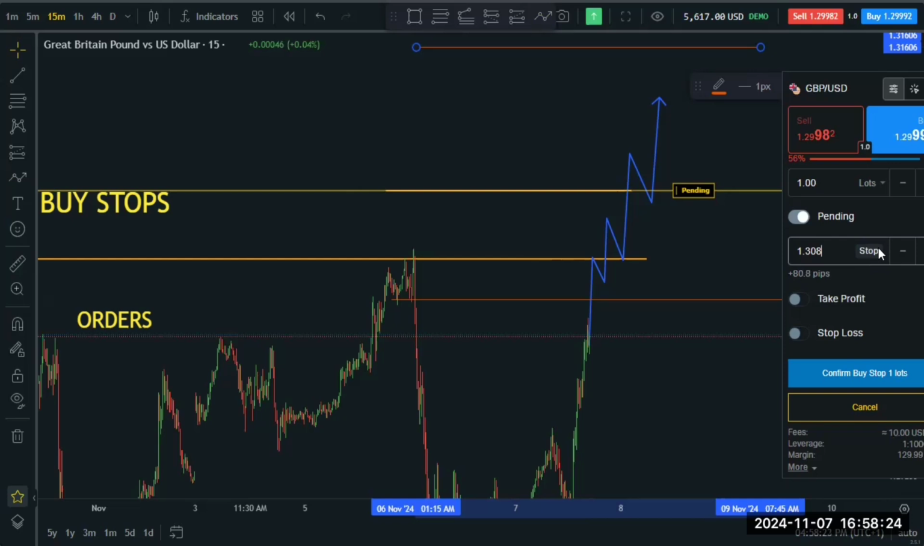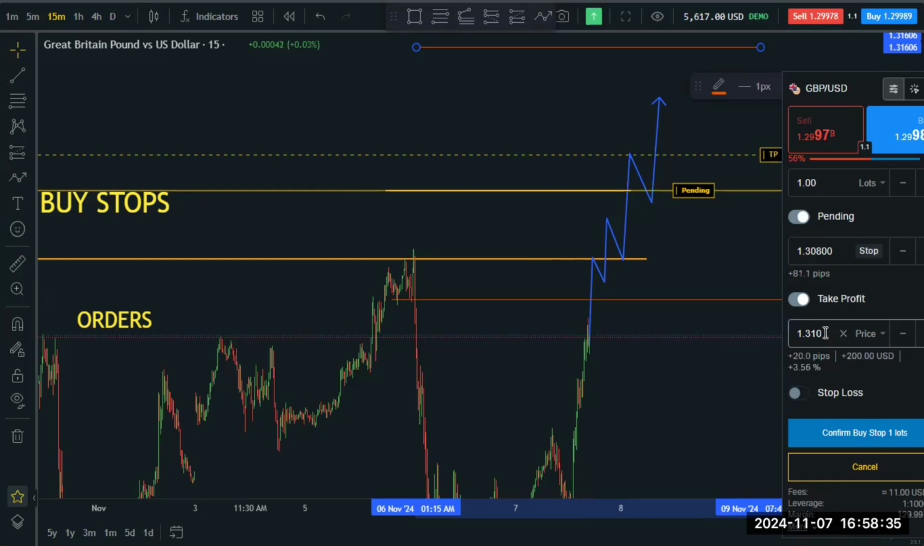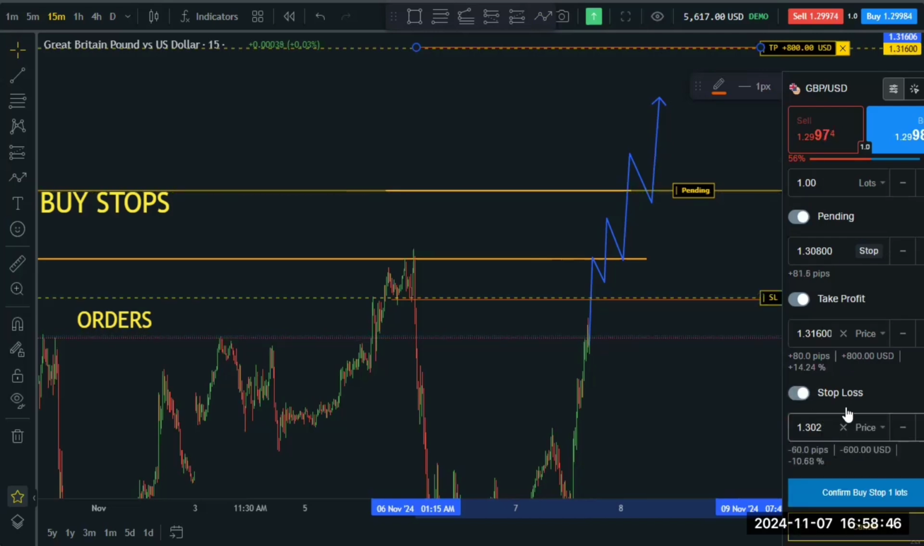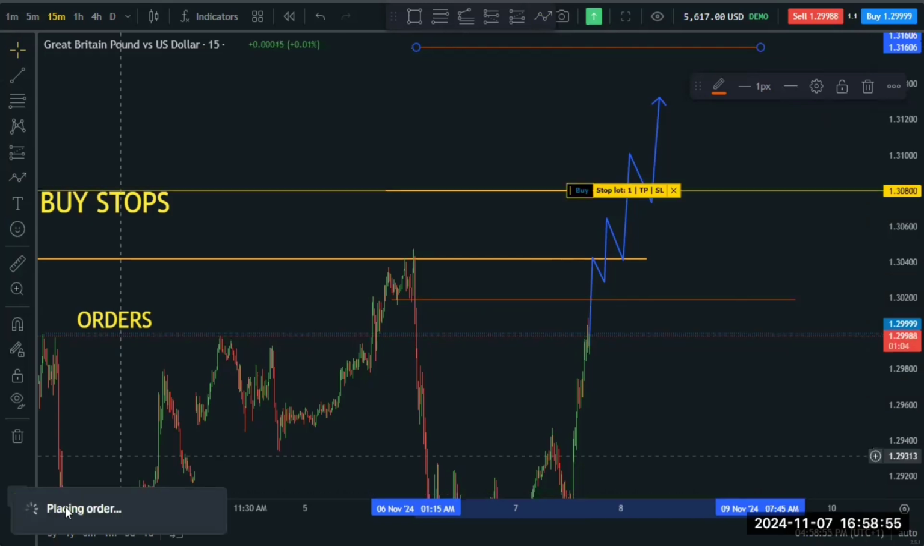I will show you the mobile option, so stay with me. Okay, so this is it. Now I can toggle this one on for the take profit level. Remember our take profit level says 1.316. Then our stop loss level we said is 1.302. So once you have set all of these things the way they are, you click on confirm buy stops, you click on it. So it is placing the order right now.